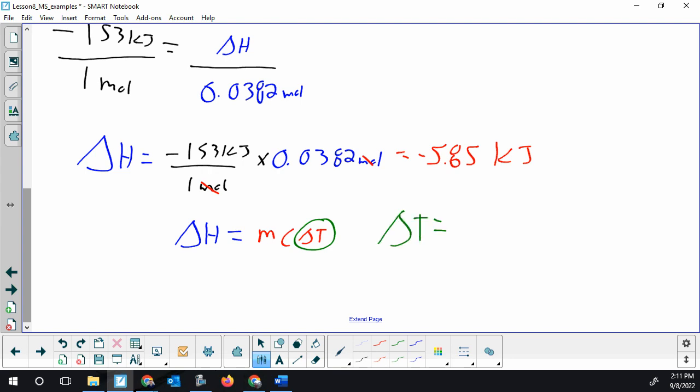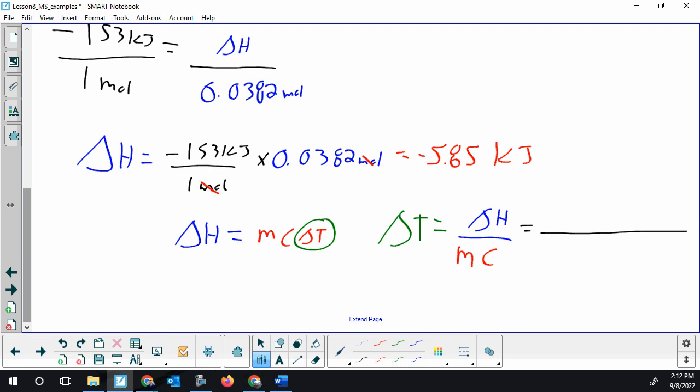Delta T equals, so I want this by itself. The blue delta H is on the other side. That's good. The M, I have to move it over, so I have to divide both sides by M. The specific heat capacity, I need to move it to the other side, so I'm going to divide both sides by little c. And we're almost done. That delta T is our goal.